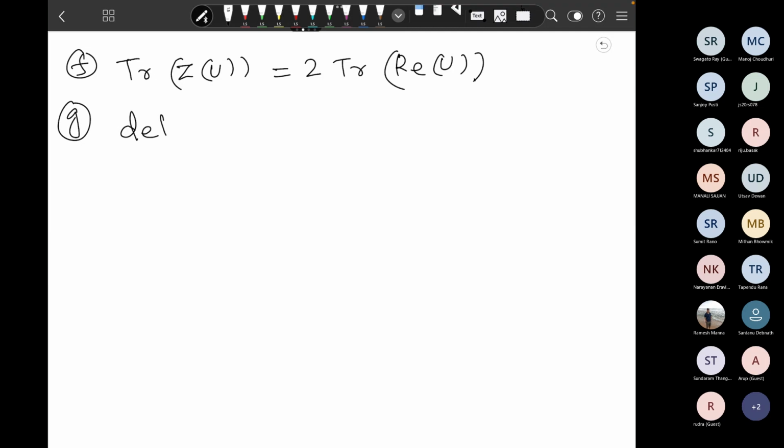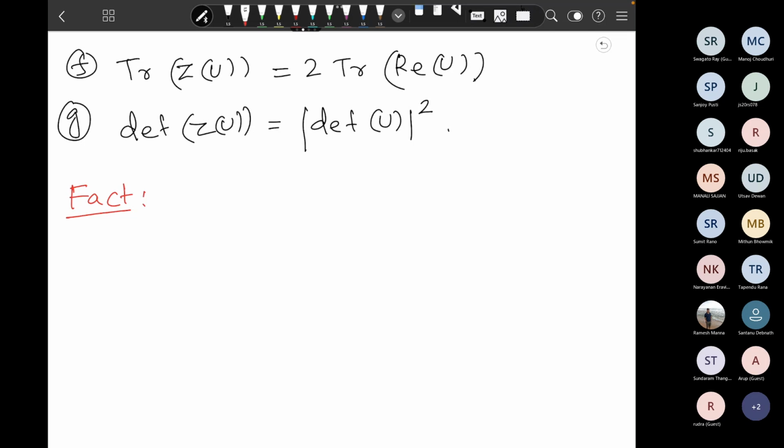So I look at the determinant of ZU. ZU is a real matrix, so you get the determinant of U mod square. This last property I will prove. But before proving that, I just want to mention a fact from linear algebra.